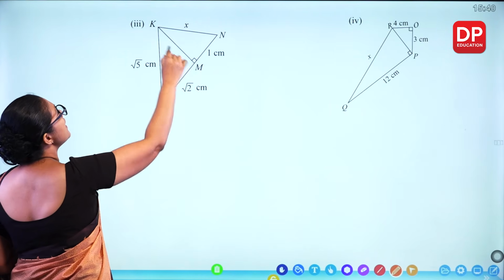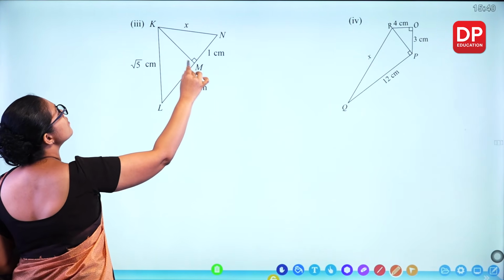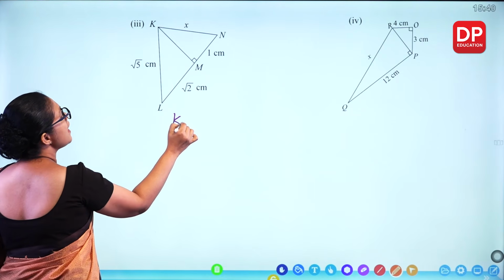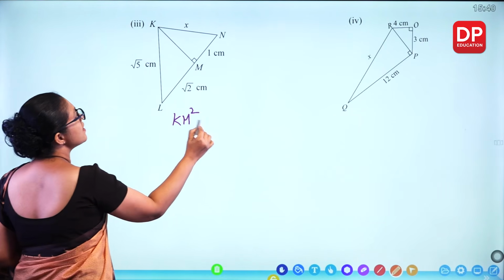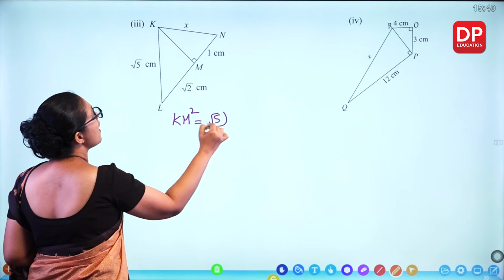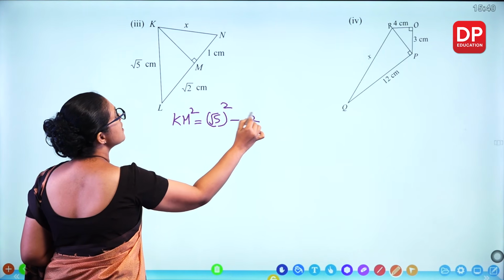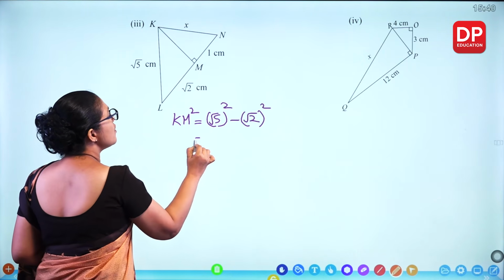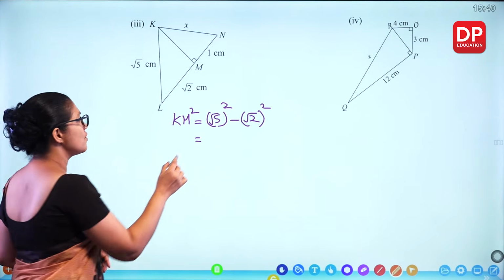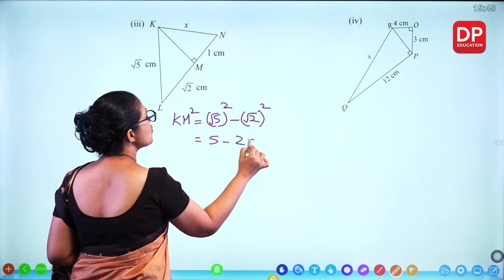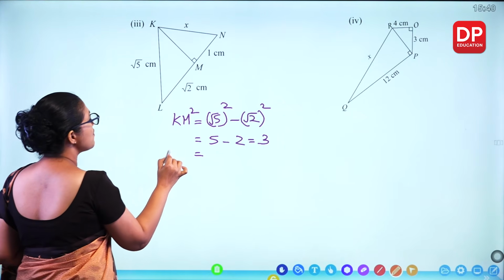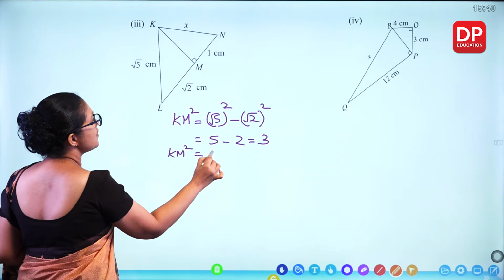First, we'll apply it to this triangle and find out km squared. Km squared is root 5 squared minus root 2 squared. Root 5 into root 5, you get 5. Root 2 into root 2 is 2. 5 minus 2 is 3. So, km squared is 3.